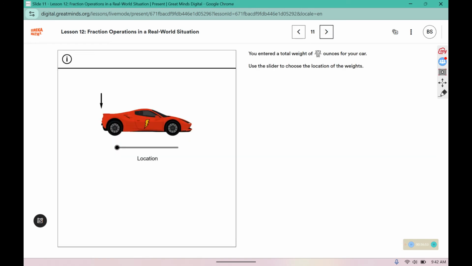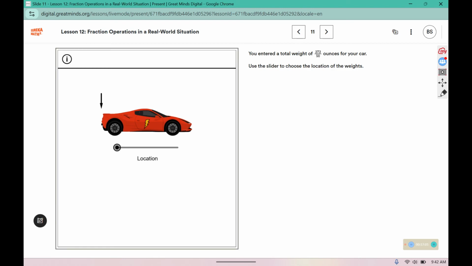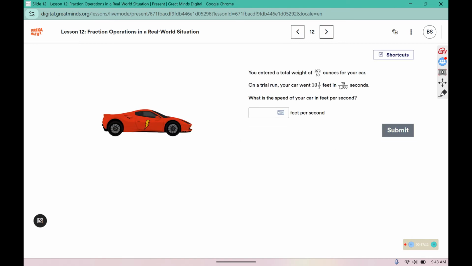You entered a total weight of 272 ounces over 50 for your car. Use the slider to choose the location of your weights. I think having weights either in the center or closer to the front are going to help me, but I'm going to go with the center just for now. On a trial run, your car went 10.5 feet in 78 over 1,000 seconds. What is the speed of your car in feet per second?